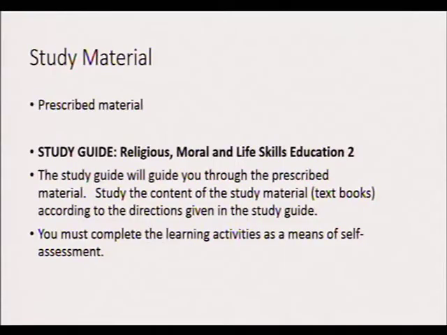For the study materials for this specific module, we have a prescribed material, which is the study guide for Religious, Moral, and Life Skills Education 2. That's the main material that you should have or access before you attempt your assignment. You need to study the content of the study material, including the textbooks that are recommended at the end of each unit. You will find material where you can read more about that specific topic. Those other materials, you can find their names in the study guide. From there you can check at the resource centers and in other public libraries to see if you can access those materials, or you can even search online.